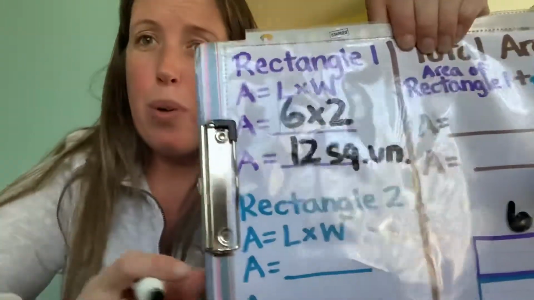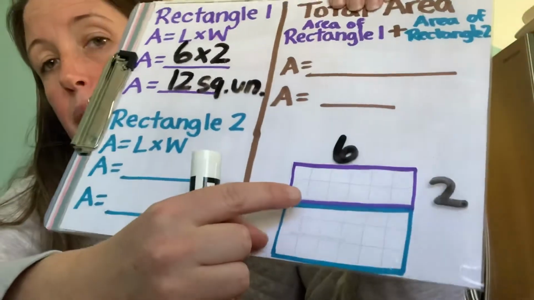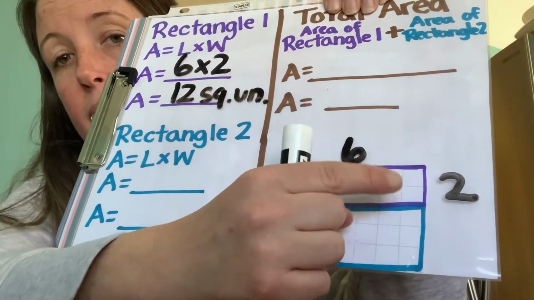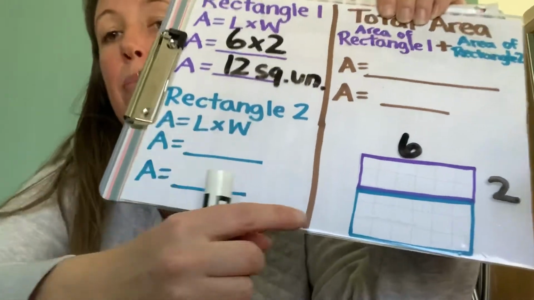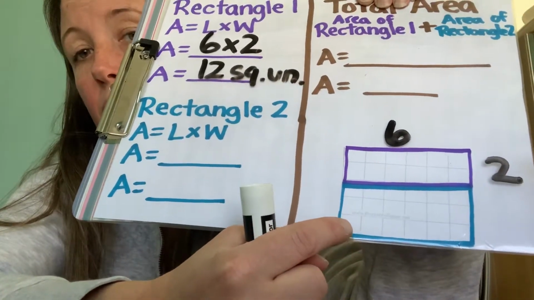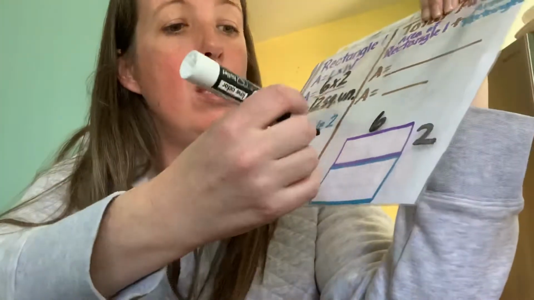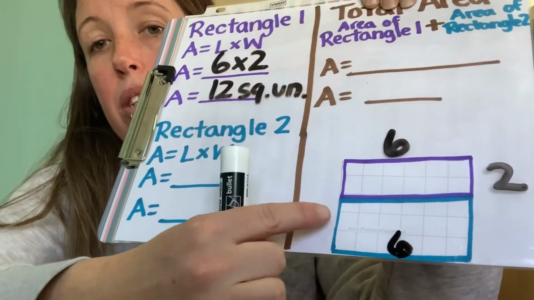If I'm not sure what 6 times 2 is, I can also get that by counting the square units. 1, 2, 3, 4, 5, 6, 7, 8, 9, 10, 11, 12. That will also get me my area. Now I'm going to move on to my blue rectangle, which is rectangle 2. First I'll find the length. 1, 2, 3, 4, 5, 6. Times the width. 1, 2, 3.